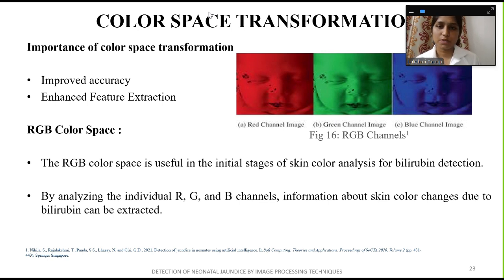The importance of color space transformation is that it will improve the accuracy, and it also enhances the feature extraction. The first one is the RGB color space. The image obtained from the smartphone will have a default RGB color space, which is red, green, and blue channels. The RGB color space is useful in the initial stages of skin color analysis for bilirubin detection. Thus, by analyzing the individual R, G, and B channels, information about the skin color changes due to bilirubin levels can be extracted.